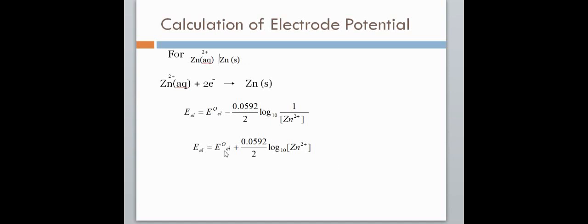So in this case, electrode potential is equal to standard electrode potential plus 0.0592 upon 2 log to the base 10 Zn2 plus. Now from where did this minus become plus? Because this denominator I've shifted to the numerator. So automatically this minus becomes plus.